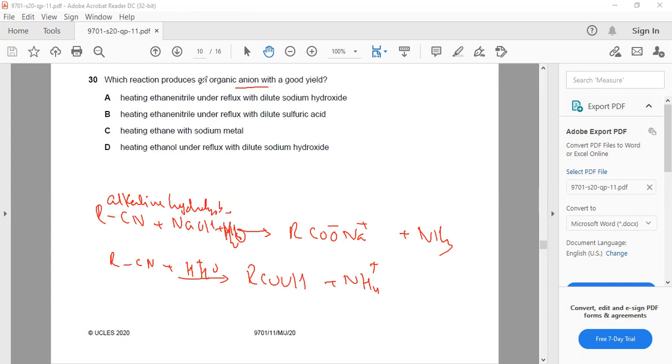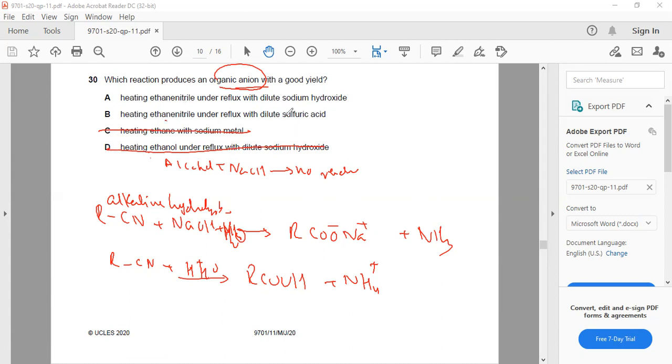Which reaction produces an organic anion? Ethane with metal, no reaction. Wrong. Ethanol, I told you in your syllabus there is no reaction. Write down: alcohol plus NaOH, no reaction. It comes very frequently. So very easily you cut it. Save your time.